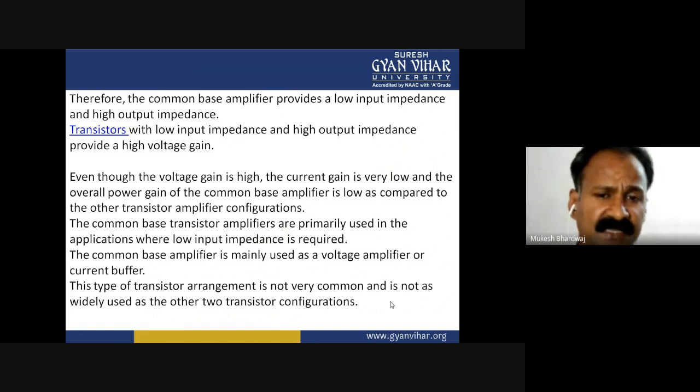Even though the voltage gain is high, the current gain is very low, and the overall power gain of the common base amplifier is low as compared to the other transistor amplifier configurations. The common base transistor amplifiers are primarily used in applications where low input impedance is required. Where low input impedance is required, the common base amplifier is mainly used as a voltage amplifier or current buffer. This type of transistor arrangement is not very common and is not as widely used as the other transistor configurations.